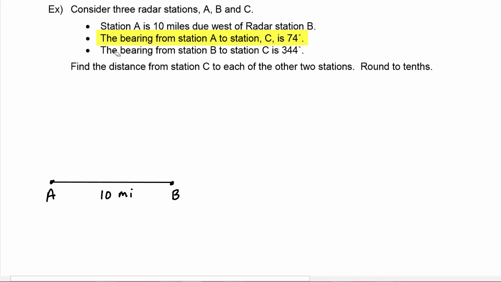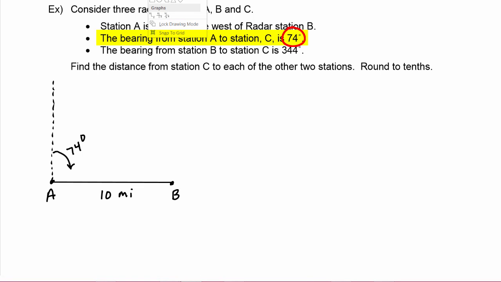Next, we're told that the bearing from station A to station C is 74 degrees. The bearing is from station A, so we know that means our dotted line has to emanate from station A going north. We're going to rotate through an angle of 74 degrees, and we can put in the ray that represents the bearing.